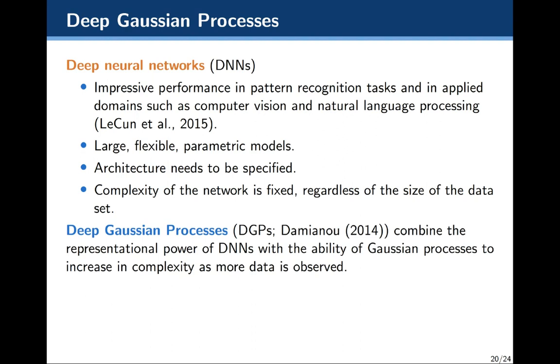Now, deep GPs, on the other hand, aim to combine this representational power of deep neural networks with the ability of Gaussian processes to increase in complexity as more data is observed, and also to, again, be robust to overfitting in the case where we have small data sets.